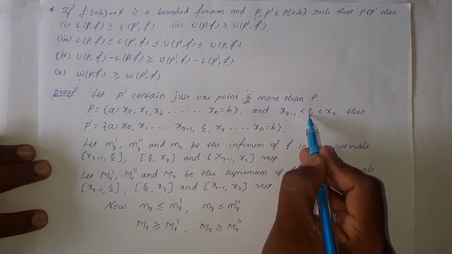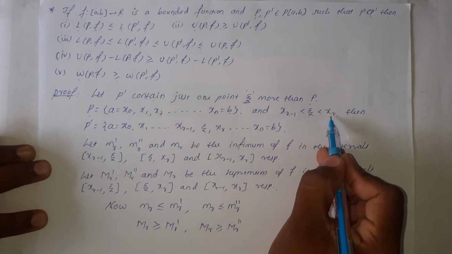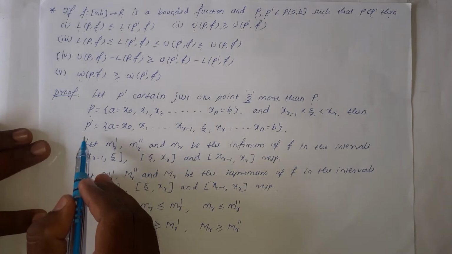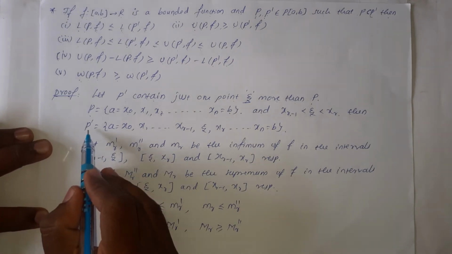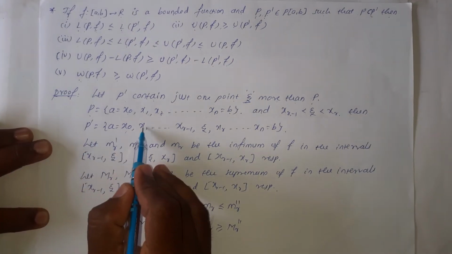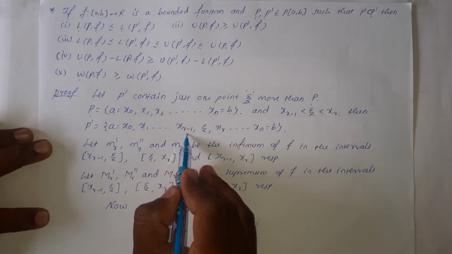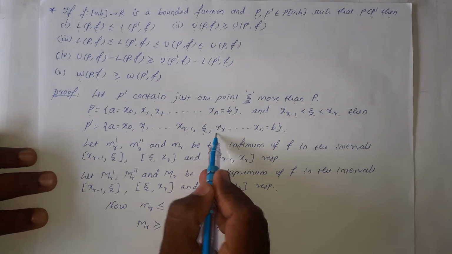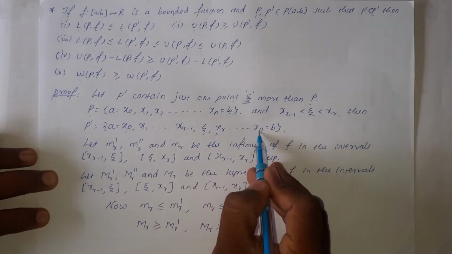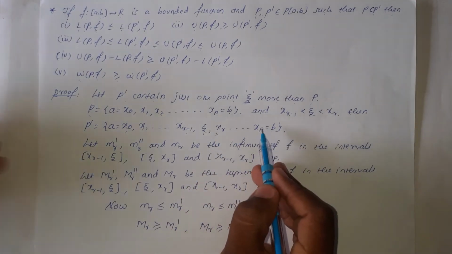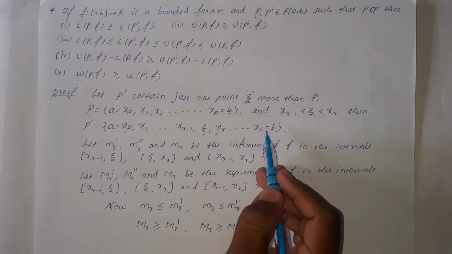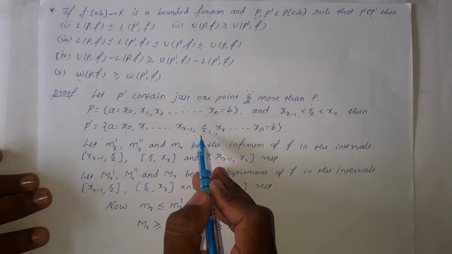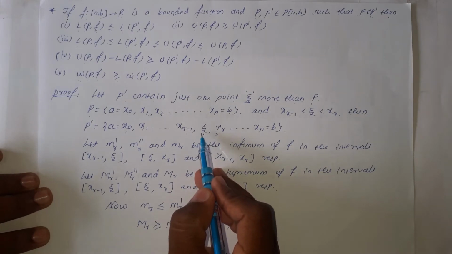Therefore, here xi lies between x(r-1) and xr. Then P' is the partition, that is, P' equals x0, x1, up to x(r-1), and the next point will be xi, then xr up to xn, which is equal to b. So, these are the two partitions P and P'. In P', only one point is extra, that is xi.